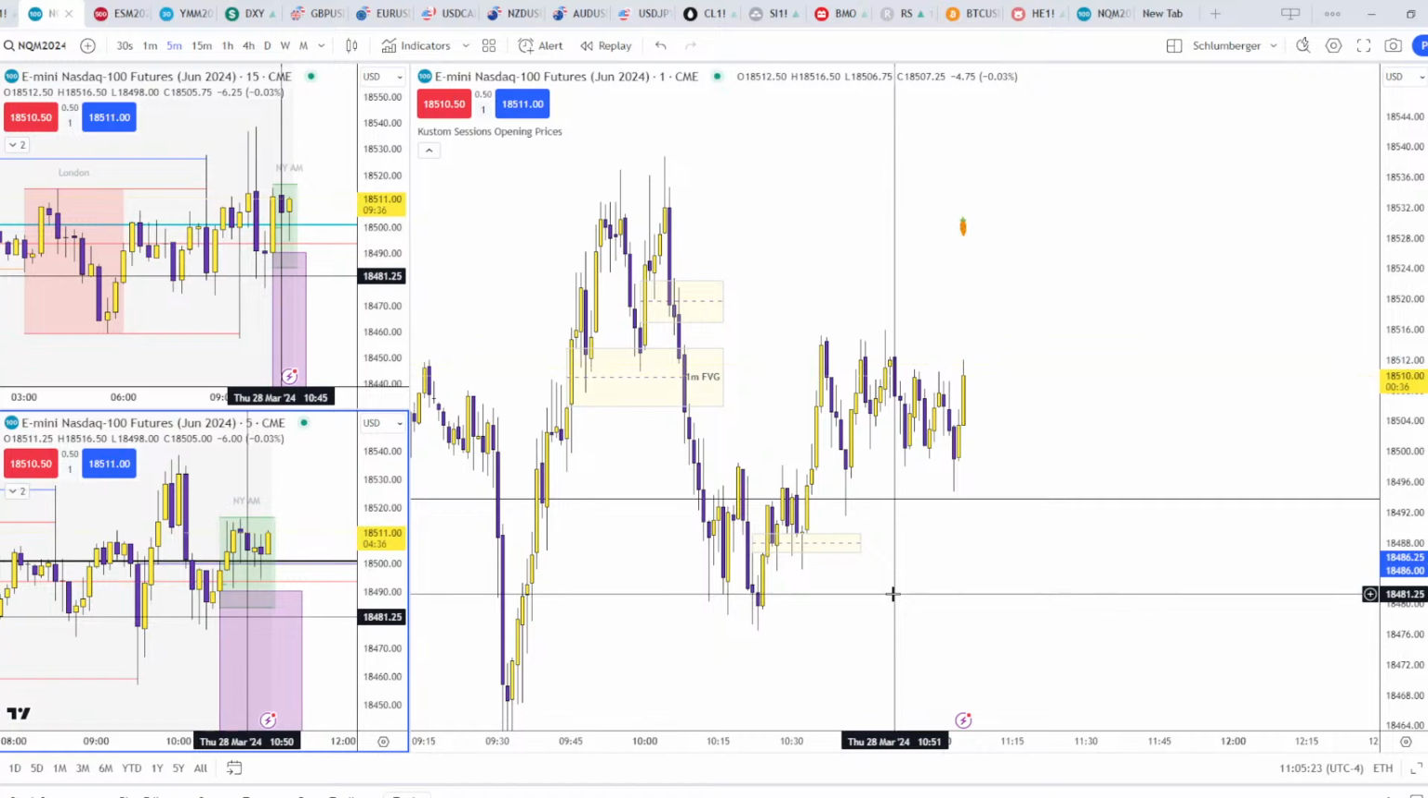Do you assign any weight to any particular PDA, whether it be fair value gap, breakers, order blocks, rejection blocks, etc.? Yeah, I do. Kenneth, you'll hear me say this is a senior array, this is a discount array. Or sorry, this is a senior array, this is a minor order, low order block. I'll assign it a certain level.